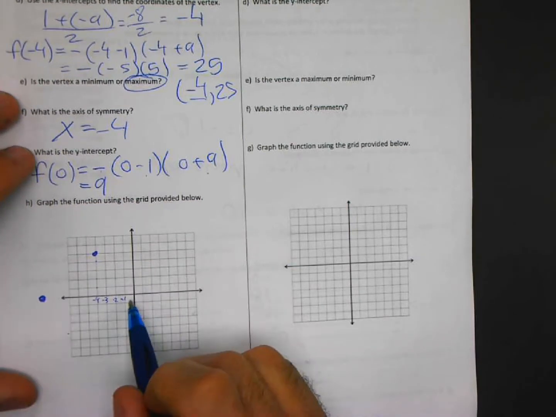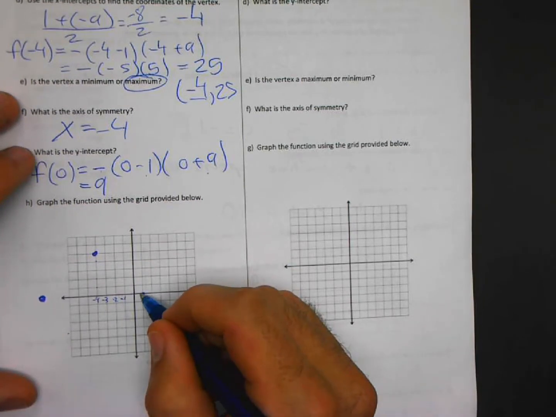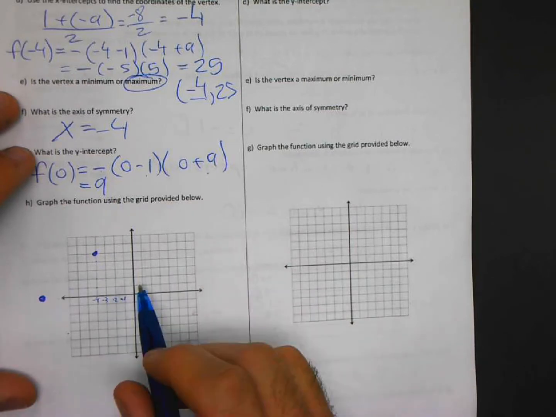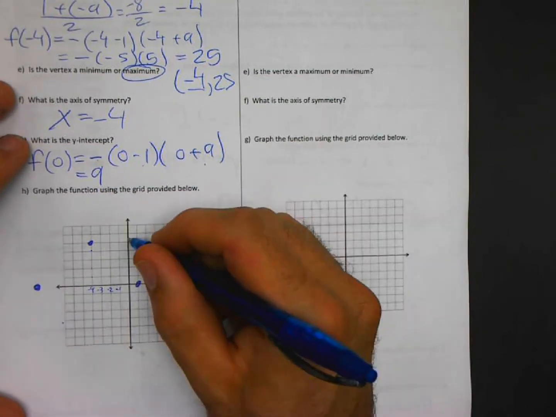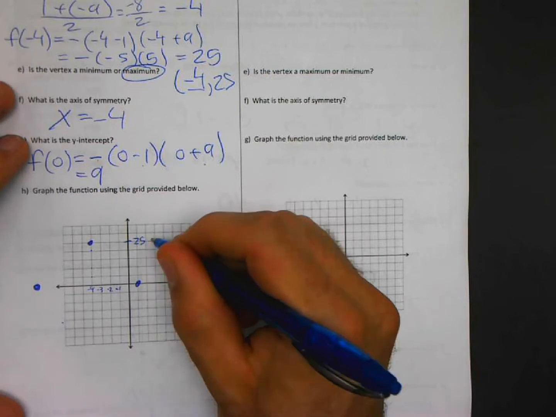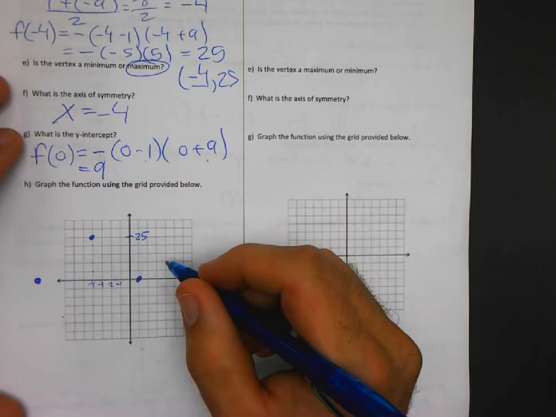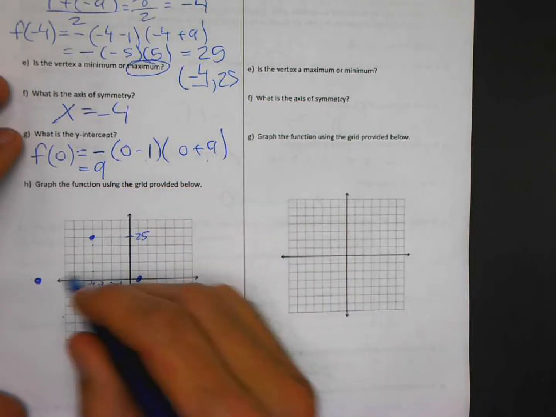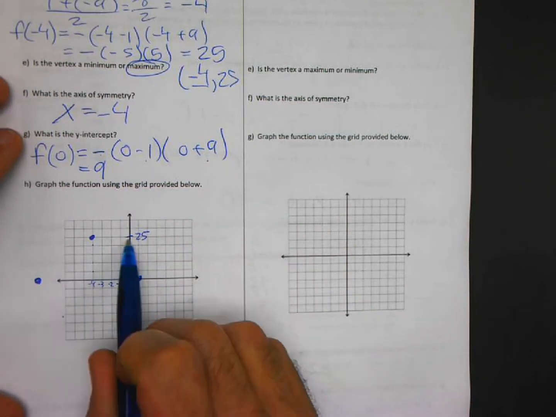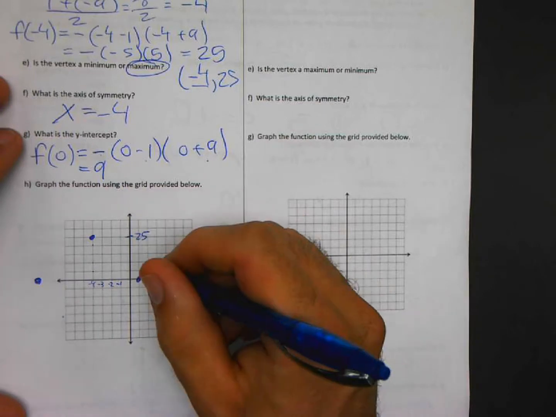The other 0 would have been at 1 right here. This is not to scale now because we're going up by 5s here. So this is not going to be to scale in any way because we're going 1 by 1s here, but 5s up and down. So it's going to look a little skewed.